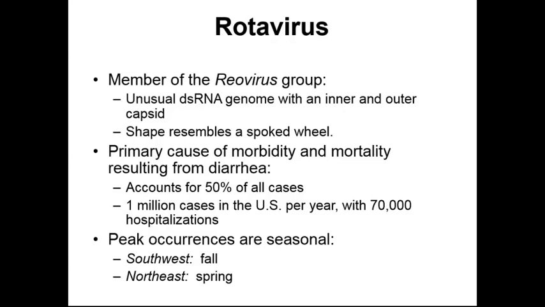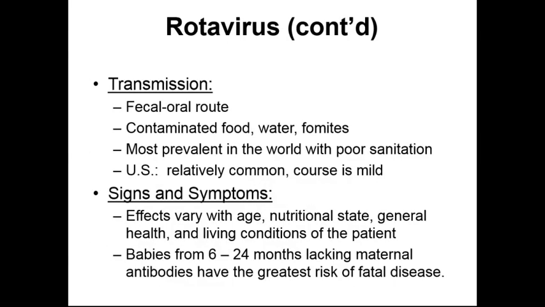The primary cause of morbidity and mortality from diarrhea is going to be this virus. Most people that die from diarrhea die from rotavirus. If we look in the United States, approximately 1 million people every year are infected with rotavirus that initiates diarrhea, and of those 1 million people, 70,000 of them are going to be hospitalized. We have very seasonal occurrences of this. So in the southwest, it's going to be in the fall. In the northeast, we have outbreaks typically in the springtime of rotavirus.